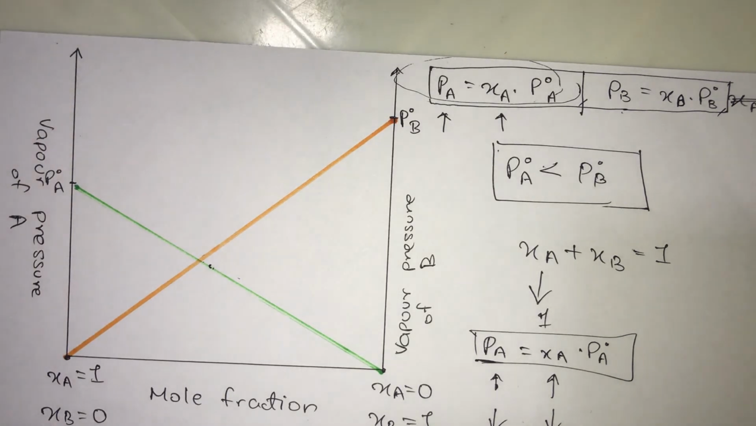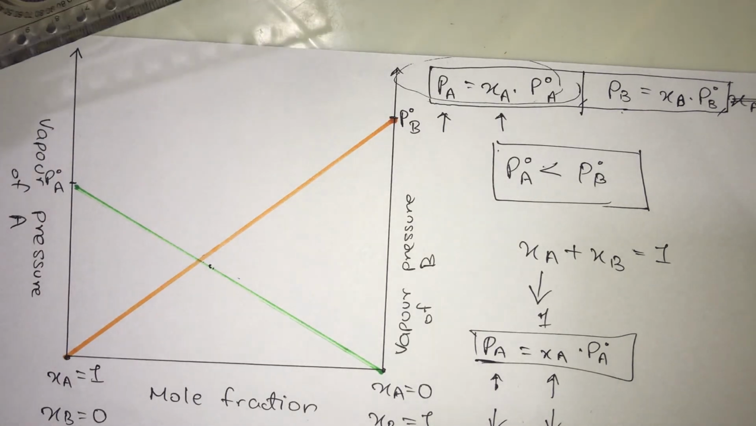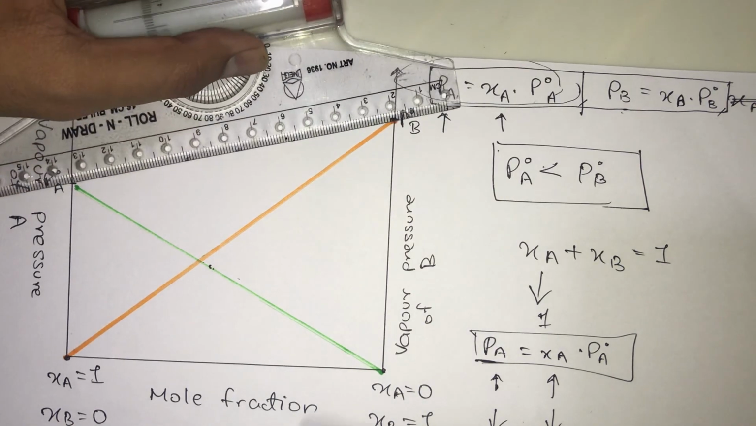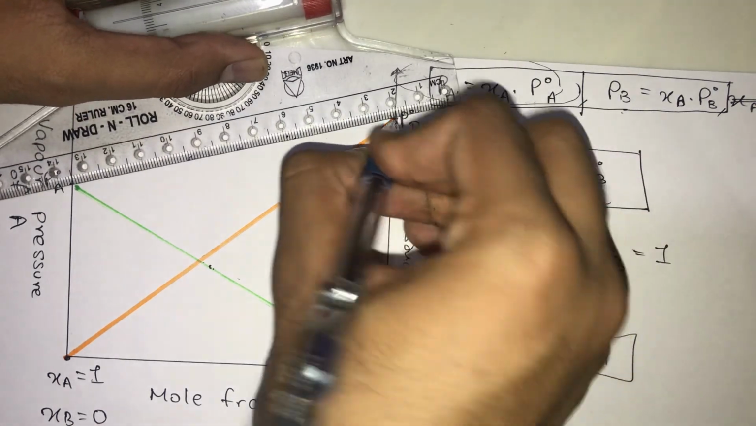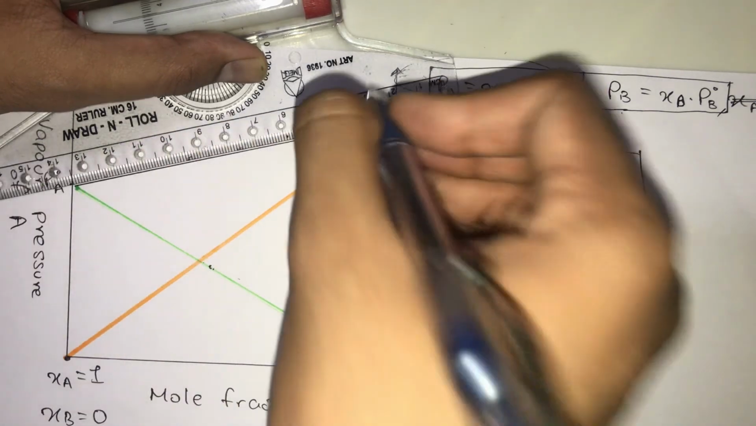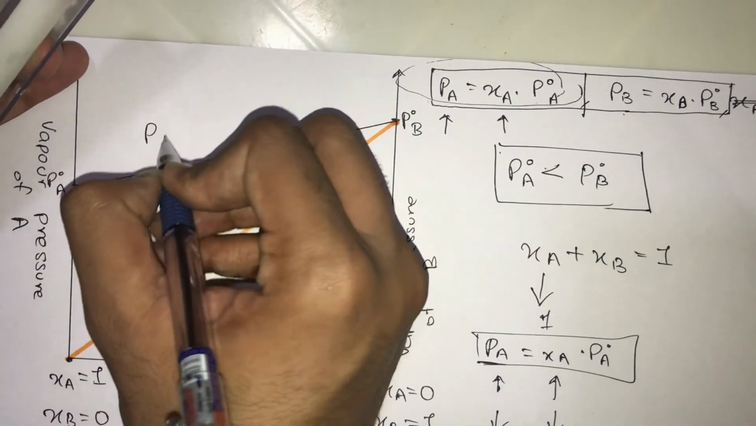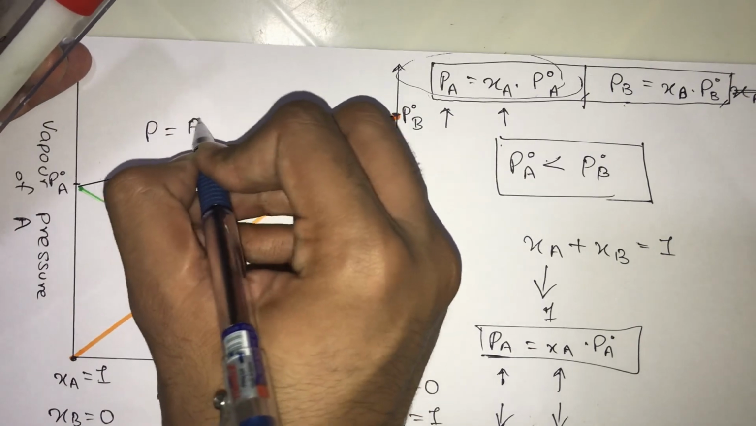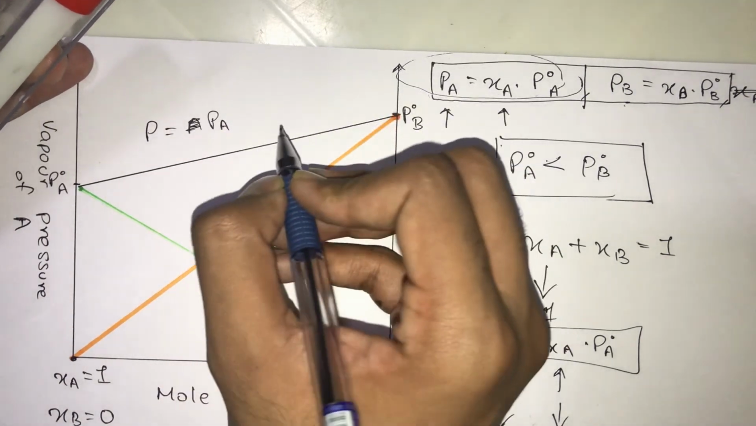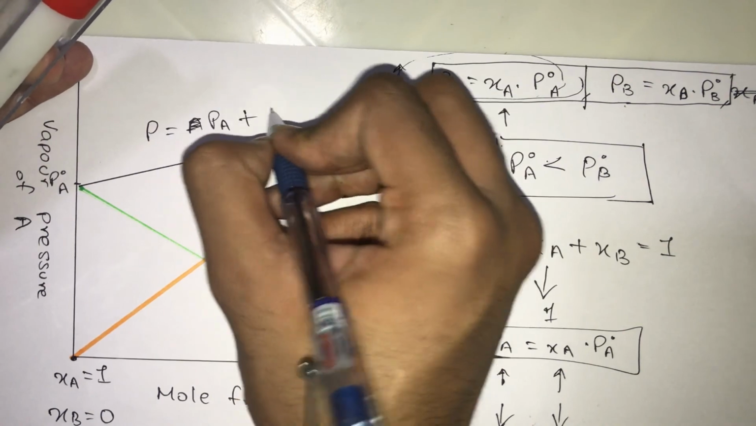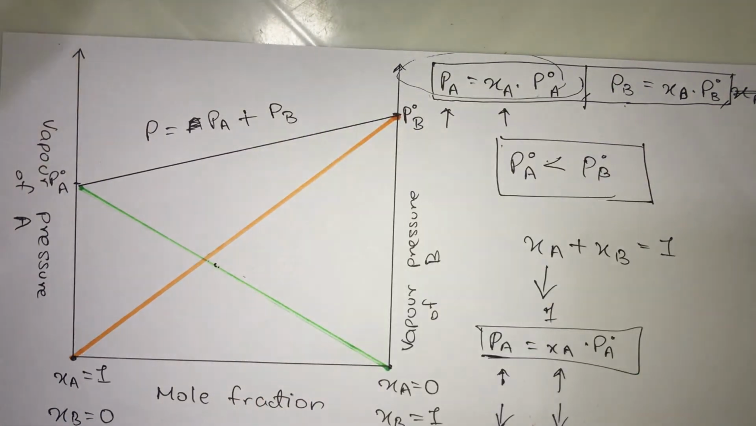Now if I join these two lines, if I join these two points, I am going to get the total vapor pressure of the solution, that is nothing but P, which is equal to partial pressure of A plus partial vapor pressure of B. So guys, I hope that you have understood these graphs as well, and you have understood the Raoult's law as well.